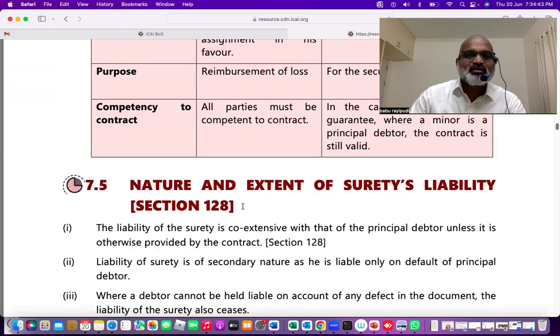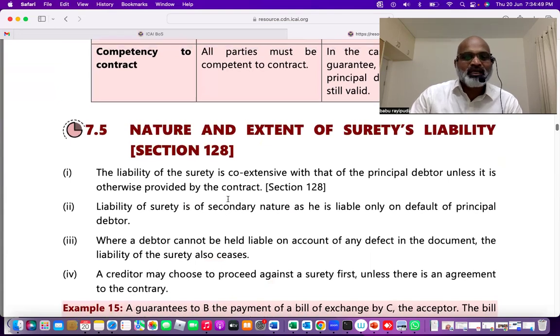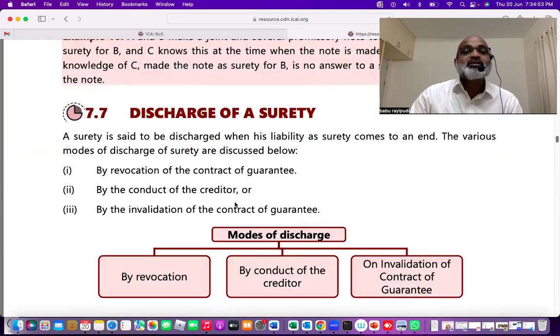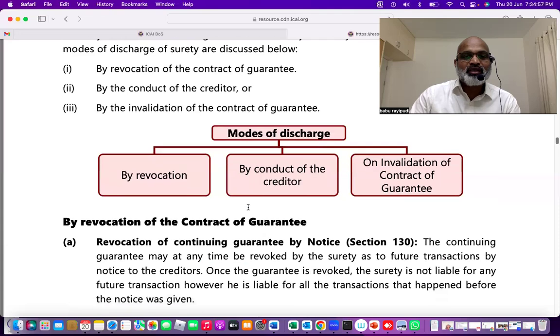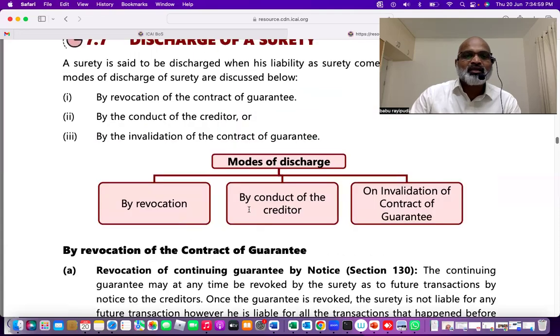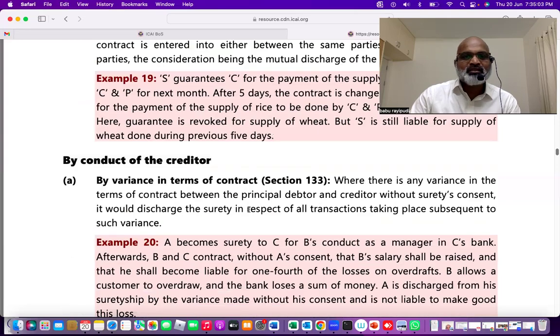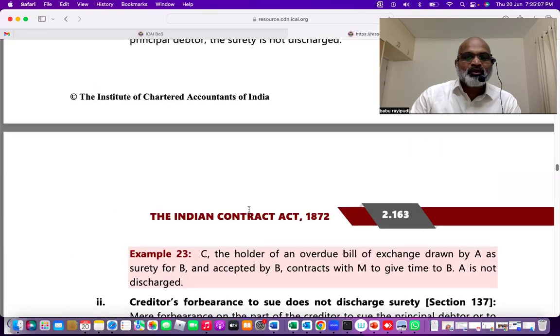That is one general thing. You just go through specific and continuing guarantee. Then the nature and extent of surety liability. This is section 128, one section you remember. Then discharge of surety, from section 130 onwards. There are 3-4 points: 130, 131, 133. Remember that. Discharge of surety is very important.